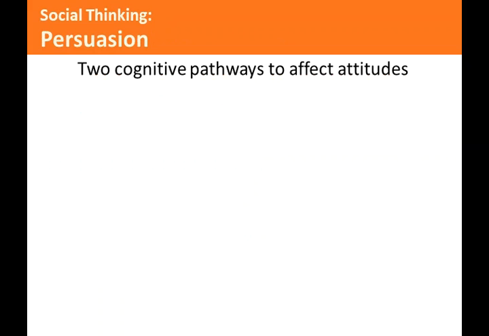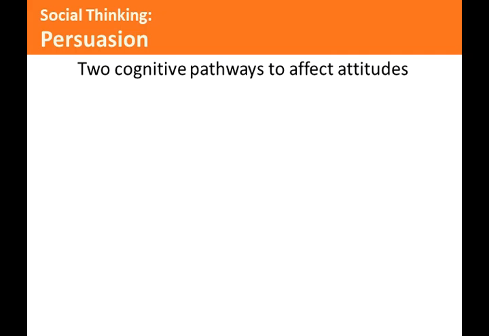Now, let's talk about another aspect of social thinking, persuasion. We always want to persuade people. You want to persuade your group of friends when you go out to lunch or something, where to go, what restaurant to go to. So persuasion is a very powerful thing that we do on a day-to-day basis. We always want to influence people. We want to persuade them to do this, that, or the other thing.